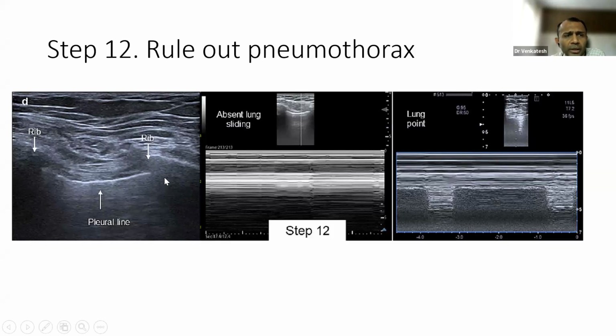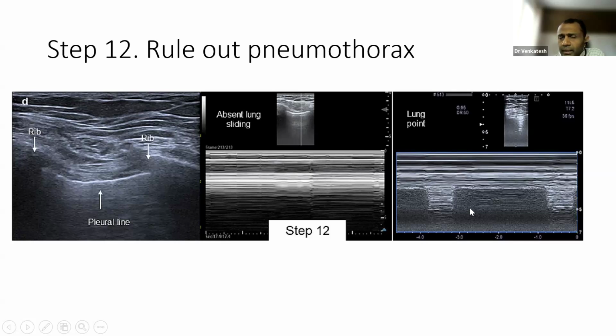You put the linear probe vertically or horizontally between the two ribs on either side of the chest. It's not one side of the chest. So this is between the two ribs. This is the pleural line. We should be capable of appreciating the slide of the pleural line. This is the absent lung sliding. If you put it like this, you should be able to appreciate the seashore sign.